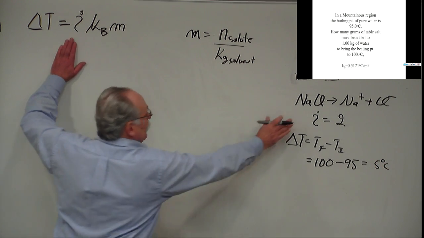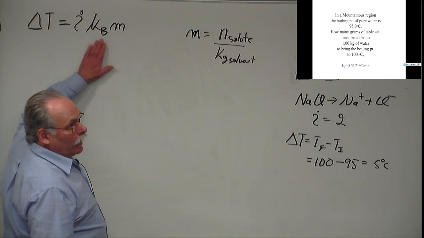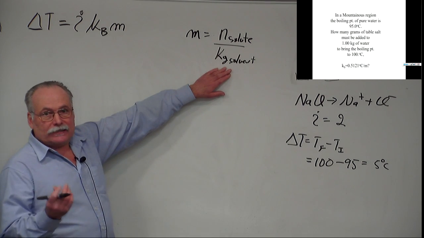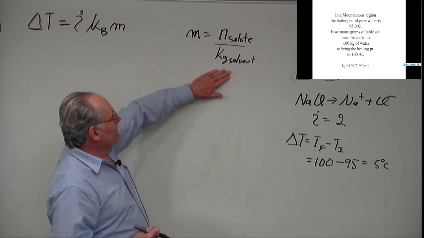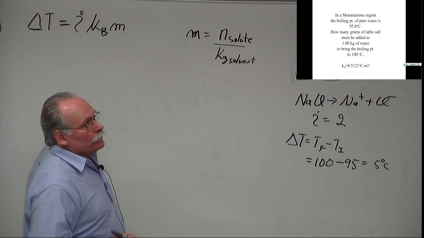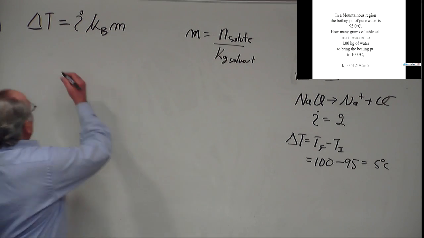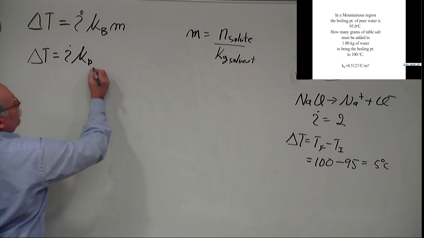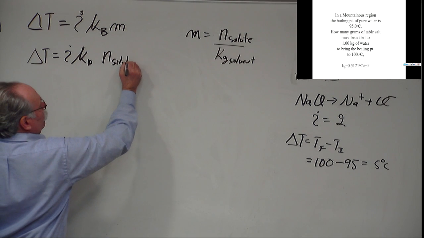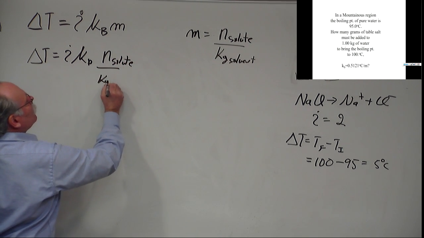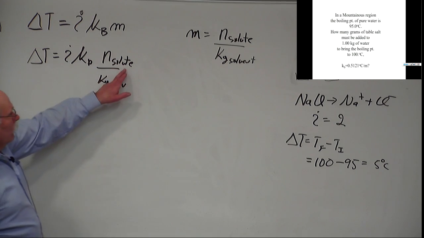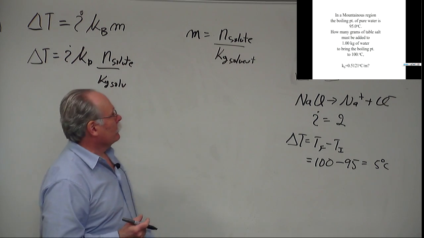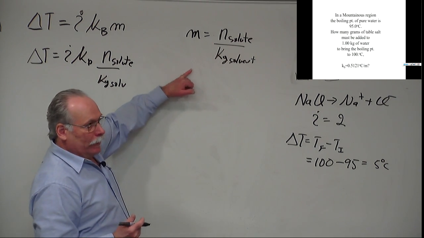We know i, that is 2. We know Kb, that's given up there in the overlay. And for molality, we know the mass of solvent. We're asking what mass of solute for 1 kilogram, okay? But we don't know the moles of solute. So I can rewrite this as delta T equals i Kb times moles of solute, the sodium chloride, per kilogram solvent. Okay, and I know everything but the moles of solute. The thing is we're not asked for the moles of solute. We're asked how many grams of table salt.